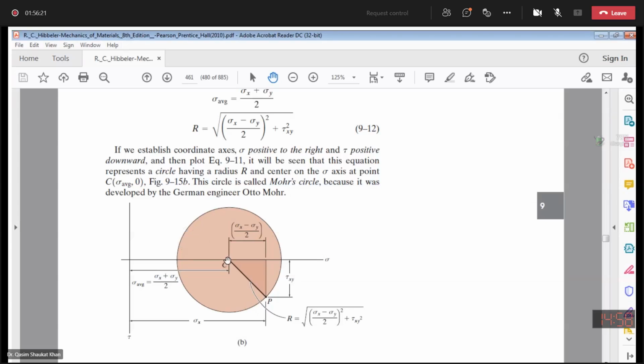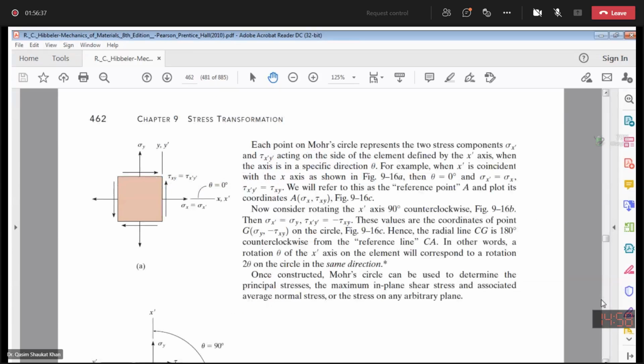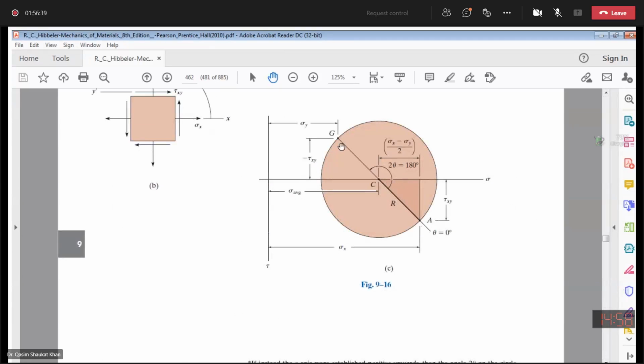Point to be noted here that earlier we said that the difference between sigma x and sigma y on the element was 90 degrees. But once you see this Mohr circle on the next page, here they are showing you sigma y. Now you can see the difference between sigma x and sigma y on the Mohr circle is 180 degrees.